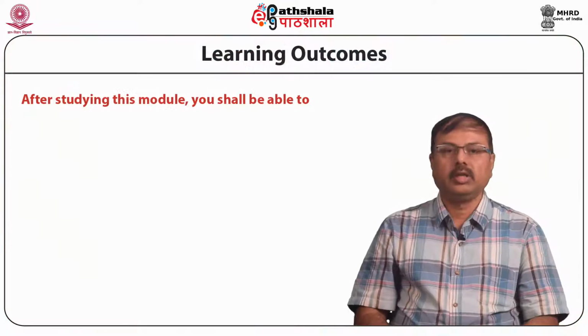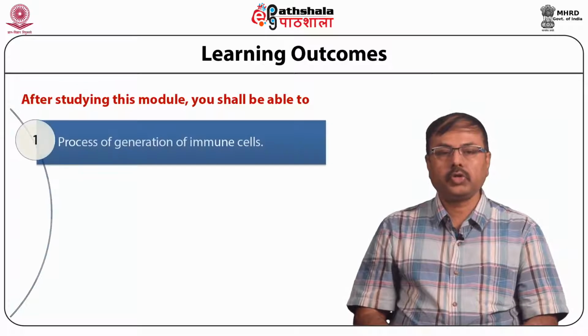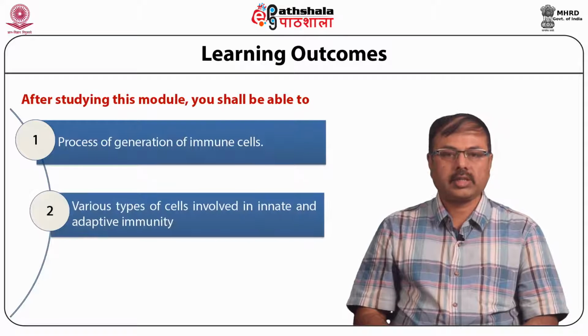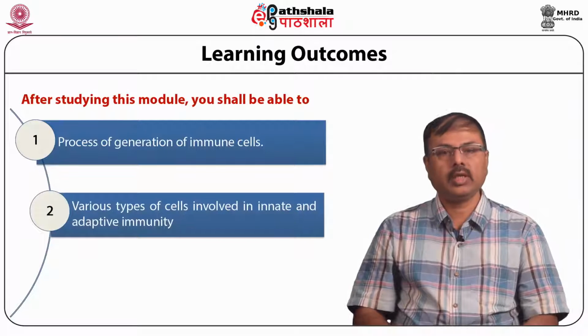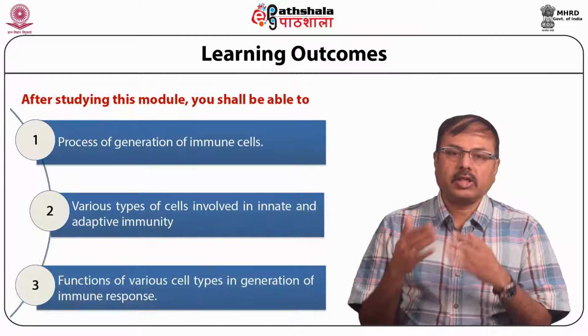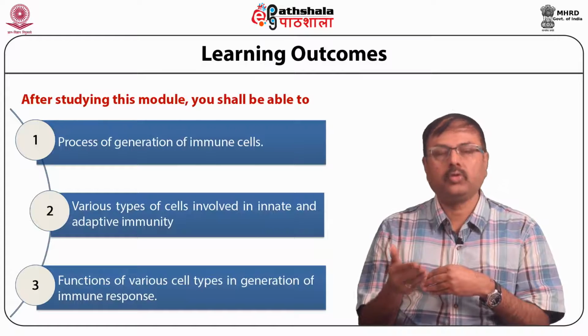Today we are going to discuss a module, Cells of Immune System, under the paper Immunology. The learning objectives of this module are: first, the process of generation of immune cells; various types of cells involved in innate and adaptive immunity; and functions of various cell types in generation of immune response.